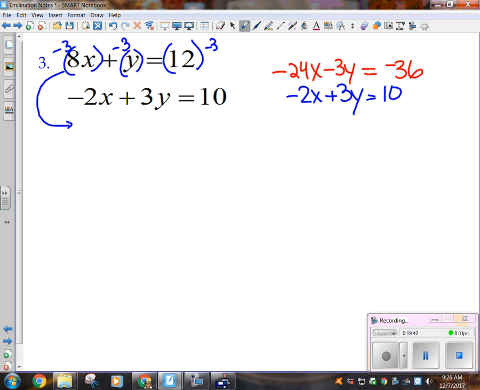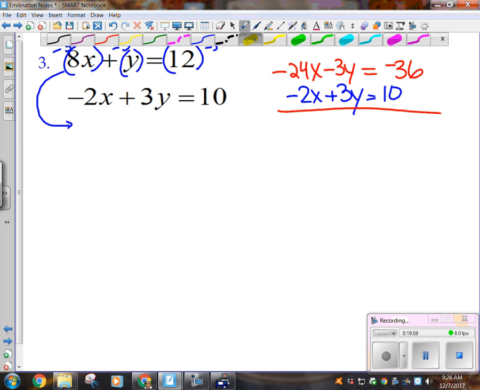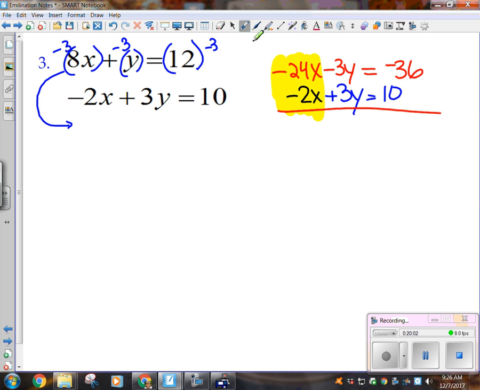Now, have I created a situation where my x's are lined up, my y's are lined up, and my numbers are lined up, and there's at least one number that I have a positive and a negative of the same thing? Yes. Now I can draw my line underneath, and I'm going to add. Add the x's. What do you get when you add negative 24 and negative 2? Negative 26x. What happens when you add the y's? Nothing. I made it eliminate. I made it be 0. What's on the other side of the equals? What's negative 36 plus 10?